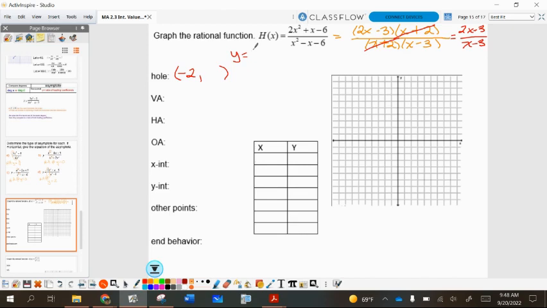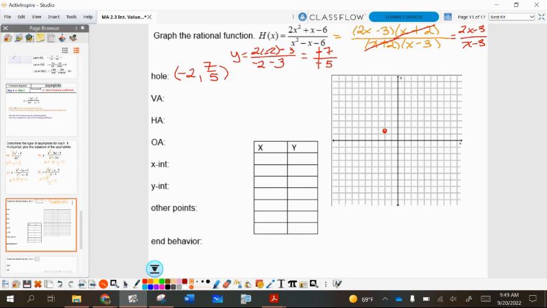So that's going to be y equals 2 times -2 minus 3 over -2 minus 3. So -4 minus 3 is -7. -2 minus 3 is -5. Negative over negative cancels, and we get positive 7/5. Okay, so -2 and then +7/5. So 5/5 and 2 more fifths, and we're going to put a hole in the graph there.